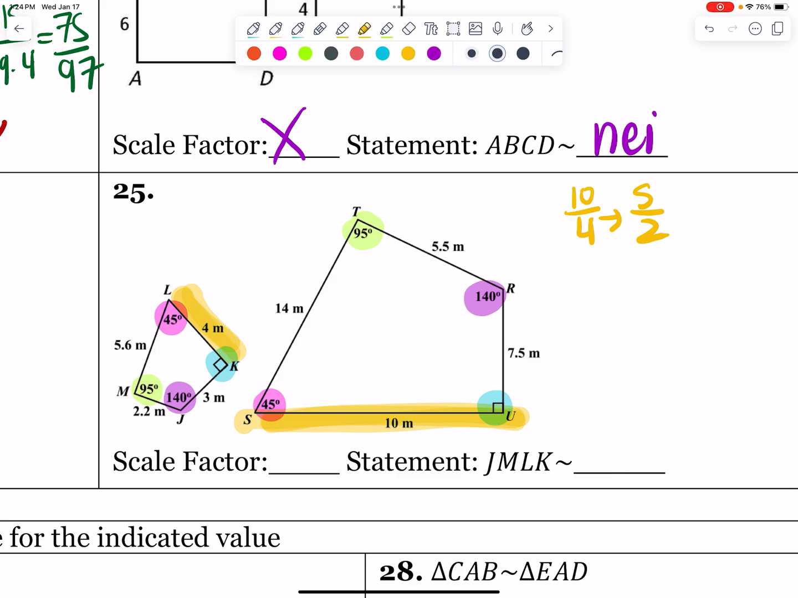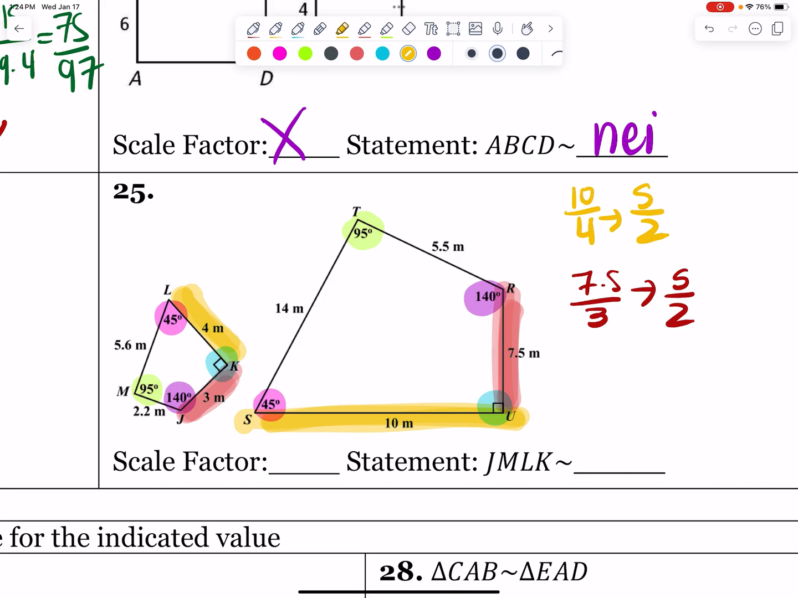Okay, let's look at the piece that is between the purple and the blue, which is the right angle. Purple and blue is 3. So I'm going to check 7.5. 7.5 over 3. That is going to be 2.5, which is 5 halves still. Okay, let's keep going.